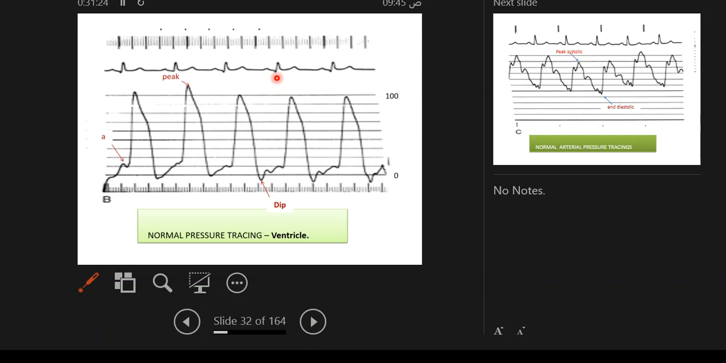you go from the Q wave down, down, down. Here, this is your end diastolic pressure. You actually get a ruler and you put it straight from the Q wave down to the pressure tracing. That is your end diastolic pressure. Always remember that.